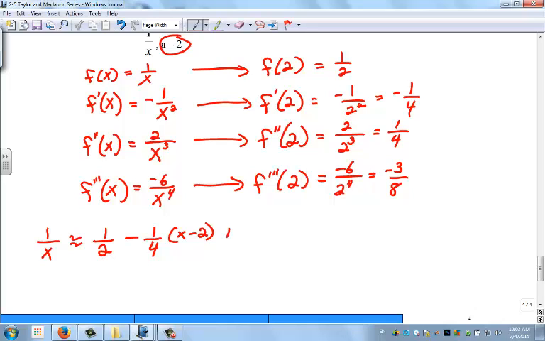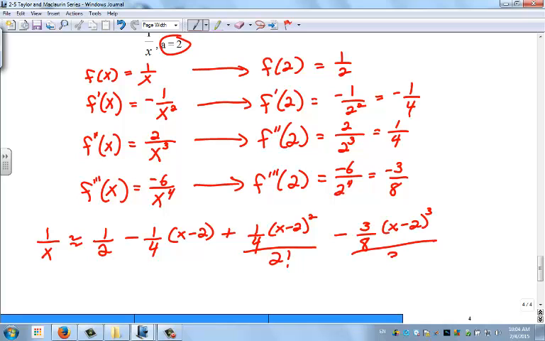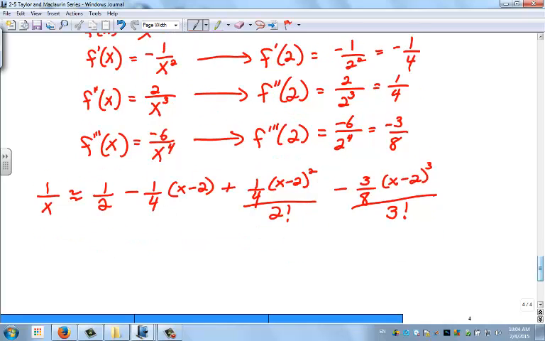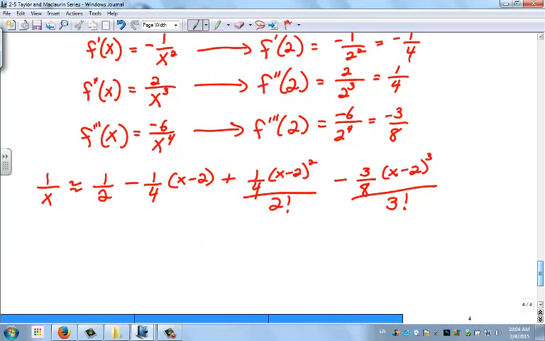And then plus the second derivative, 1/4, times x minus 2 squared over 2 factorial. And then finally, minus the third derivative, 3/8, times x minus 2 to the third over 3 factorial. And that is that. So let's go ahead and figure that out. And of course it goes on and on. Oops, forgot a plus sign. Oh no, I didn't. It's right there. Got it. So now let's simplify.